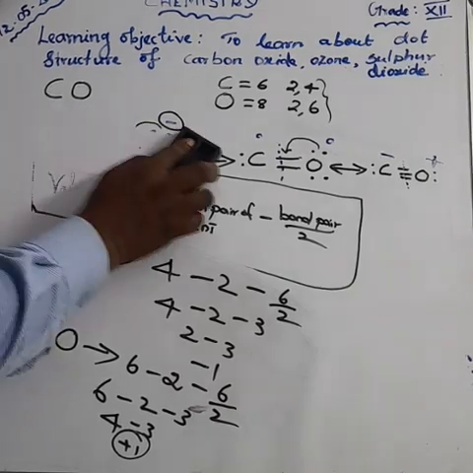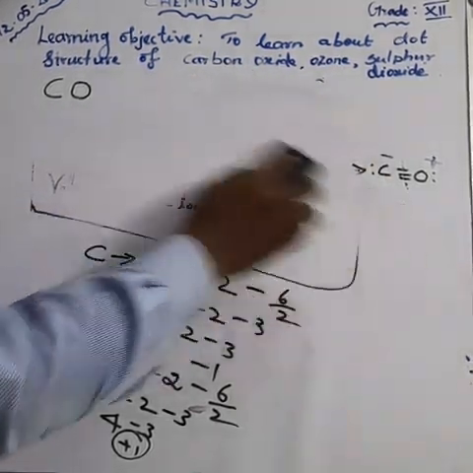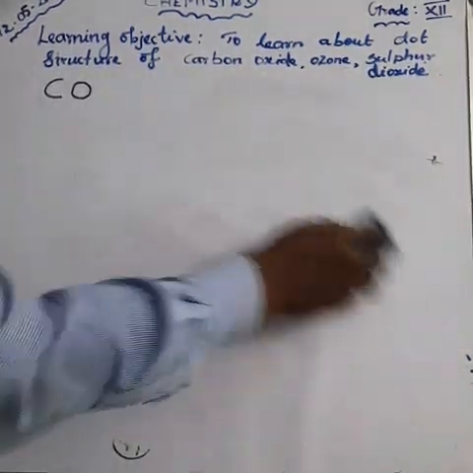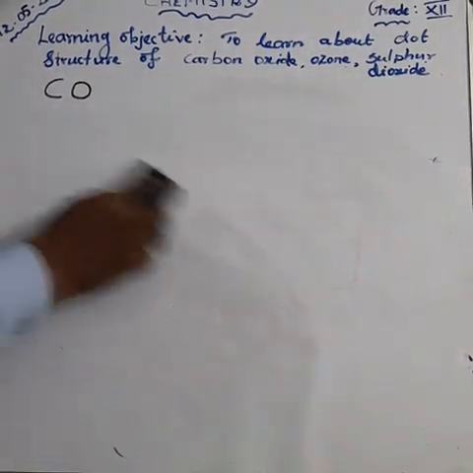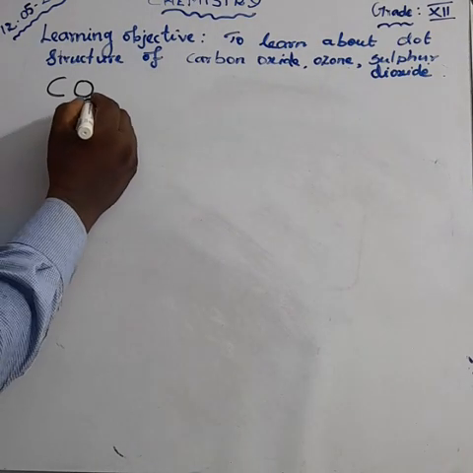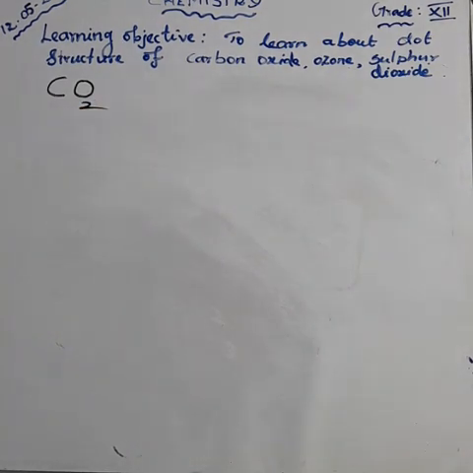Okay. Next, we can learn about the electron dot structure of carbon dioxide. Electron dot structure of carbon dioxide, CO2. Yes or no? For CO2, first you have to find out the atomic number of carbon. What is the atomic number of carbon here? Atomic number of carbon is 6, and atomic number of oxygen is 8. Am I right? So first you have to write that one.